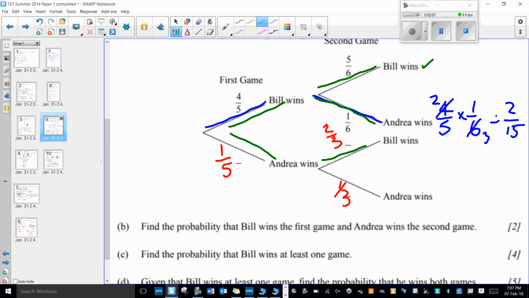However, I'm a bit of a lazy person, so what I'm going to do is find that one situation that we're not interested in, and that's where Bill wins no games. And so I would do that by doing 1/5 multiplied by 1/3. And then I know that I want everything else, so therefore I would do 1 minus 1/15, which is 14/15.